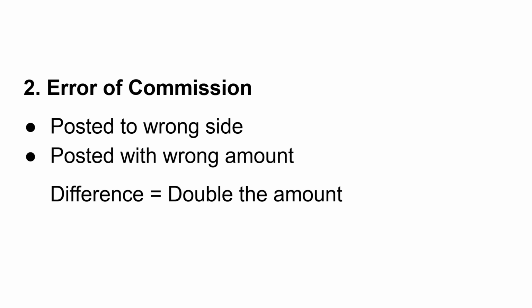If debit should increase, but instead credit increases, one side goes down and the other goes up. So the mistake happens twice. That's why the difference becomes double the amount. When difference is exactly double, this error is very likely.